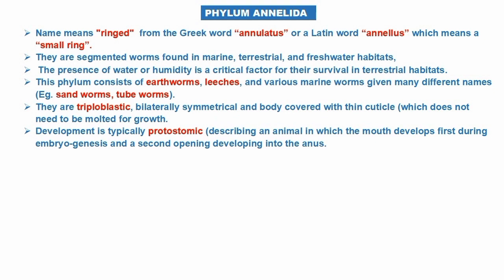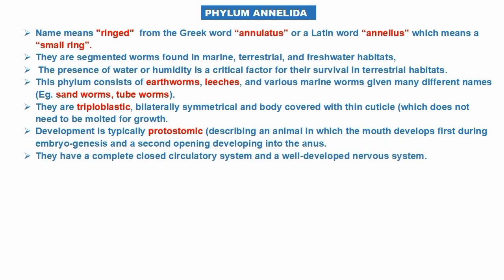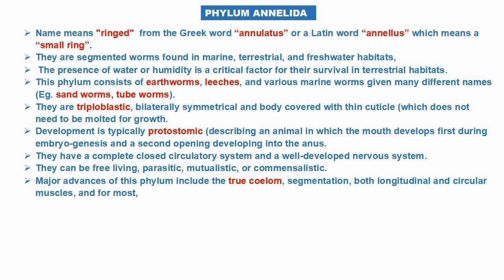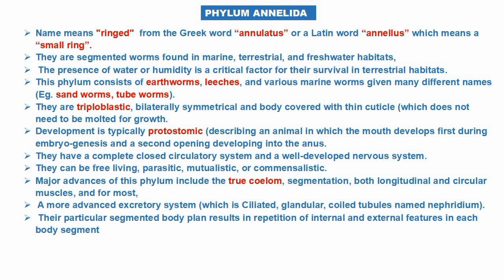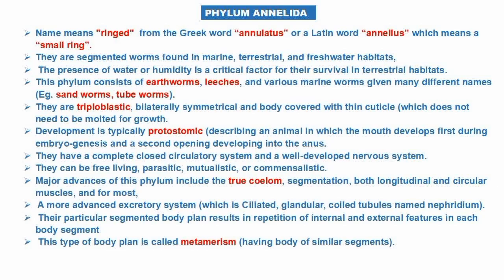They are triploblastic, which means they have ectoderm, mesoderm, and endoderm. They have a bilaterally symmetrical body, and the body is covered with a thin cuticle, which does not need to be molted for growth. Development is typically protostomic, which means the mouth develops first during embryogenesis and the anus develops later. The mouth will develop first, then the anus.